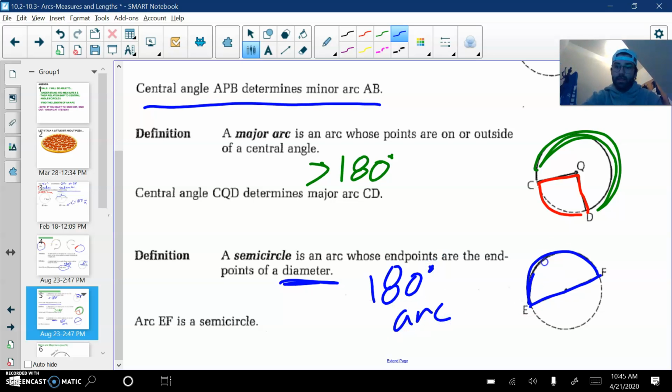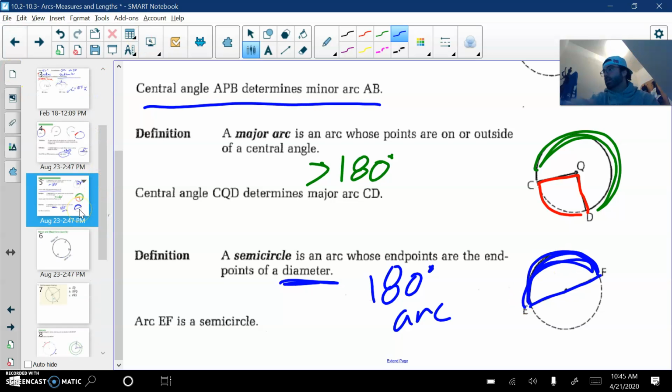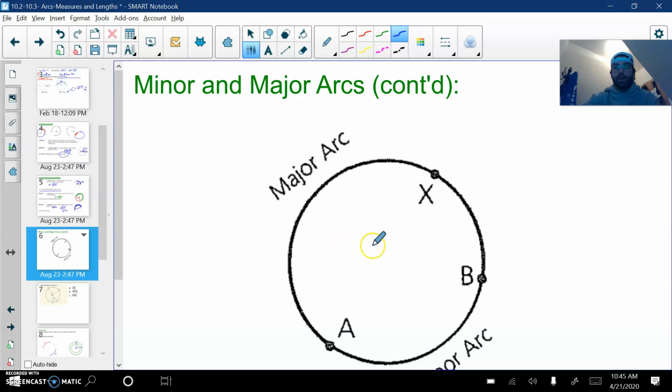Okay, this is half your circle, right there. Semicircle, semi-annually. If something occurs semi-annually, it's 2 times a year, well, a semicircle means half. All right, so here's another picture. A minor arc. So I'm going to name some minor arcs here.